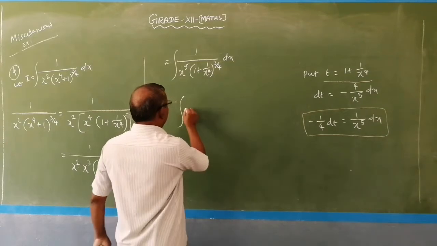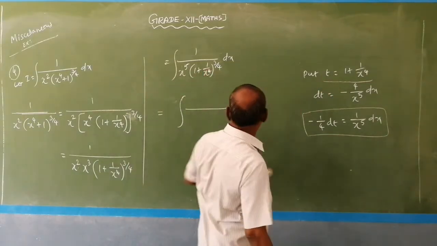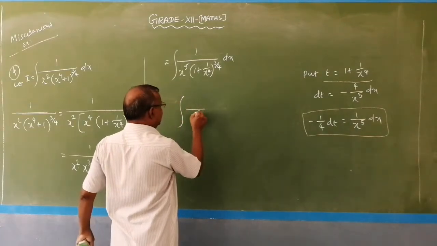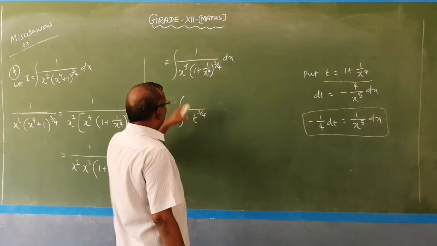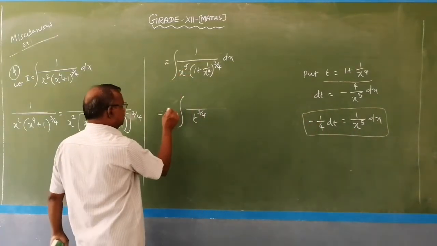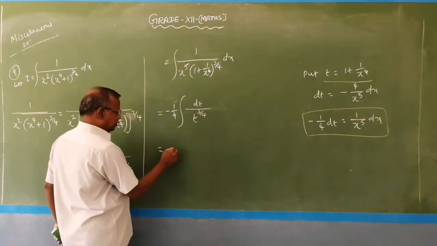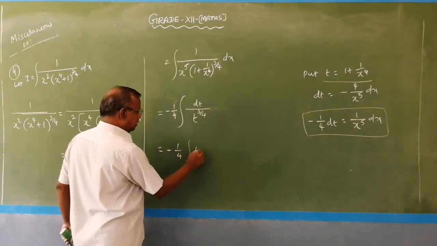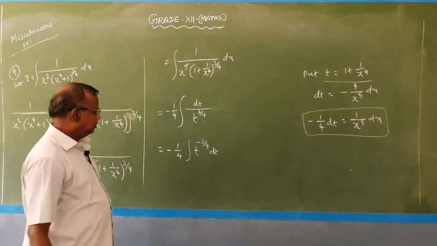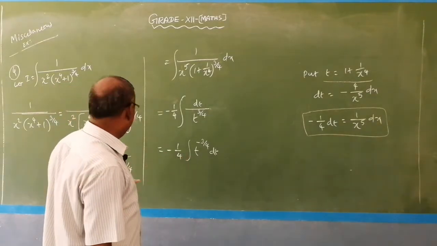Now the denominator: 1 plus 1 by x power 4 is t, so that is t power 3 by 4, and 1 by x power 5 into dx becomes minus 1 by 4 into dt. So it is minus 1 by 4 into integral t power minus 3 by 4 into dt. Now you can integrate and find the value, then replace the value of t.